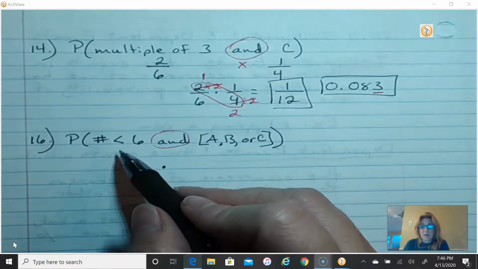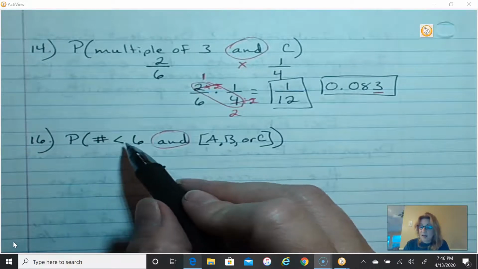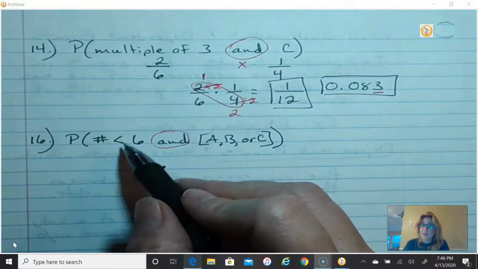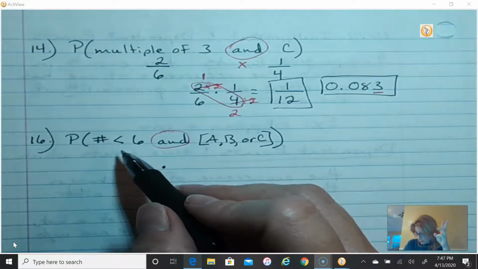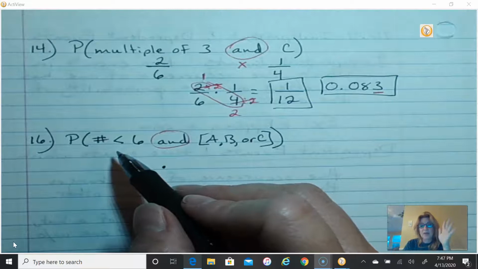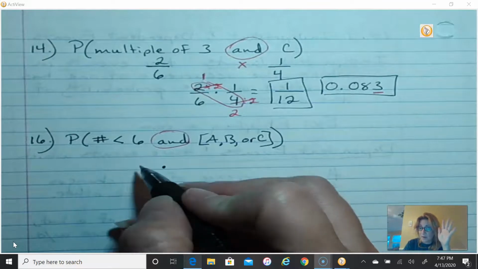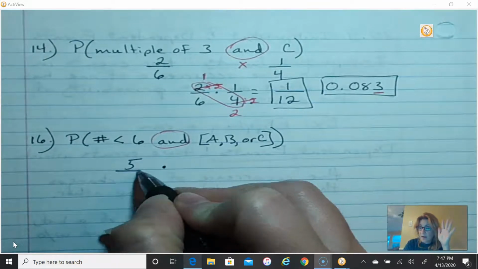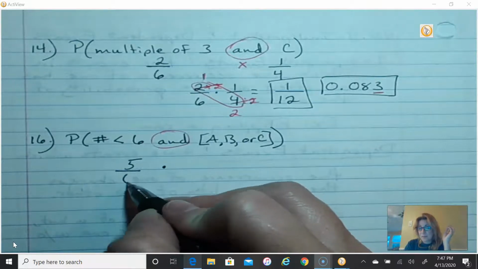So in that first spinner, how many numbers are less than 6? Not less than or equal to, but just less than 6. 1, 2, 3, 4, and 5. So how many numbers are less than 6 in that first spinner? 5. Over what's your grand total of spaces on there? 6.